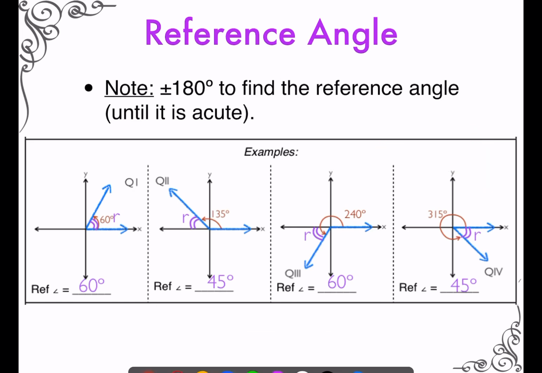So the important takeaways here are really that reference angles must be acute, and to find the reference angle, we either add or subtract 180 from the angle that we're given until it is acute.